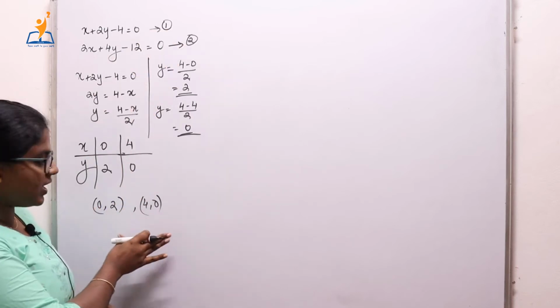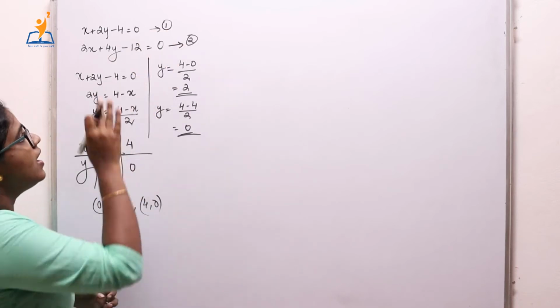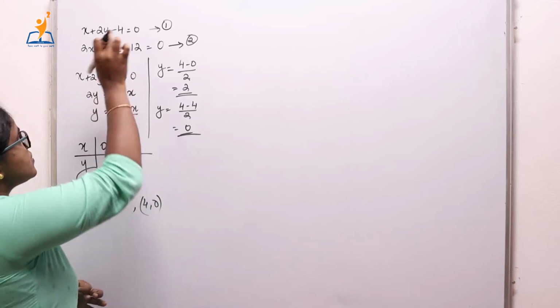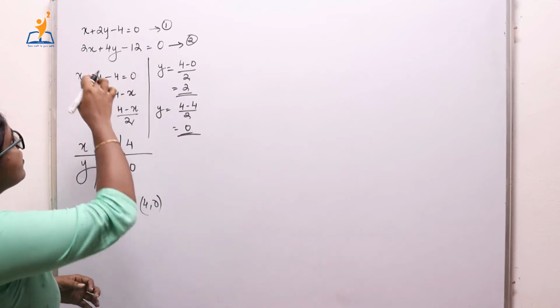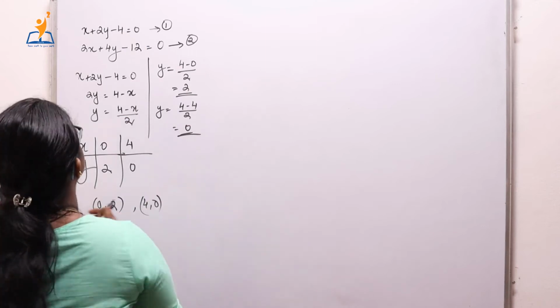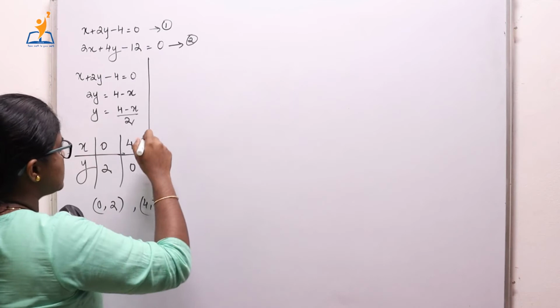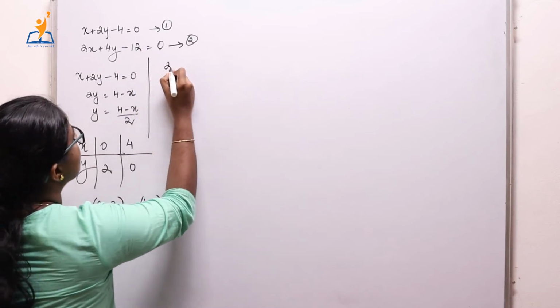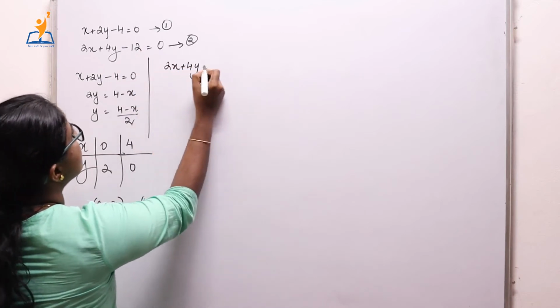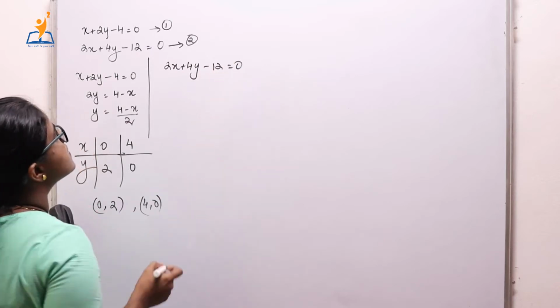and the line joining these 2 points will form the geometrical representation of this line. Now we will go for the next line, that is 2x plus 4y minus 12 equals 0.